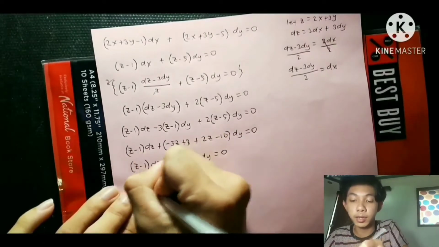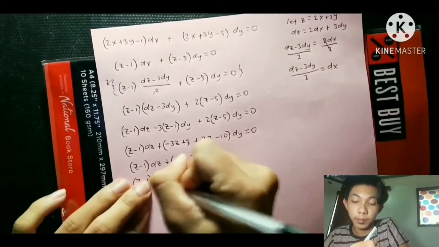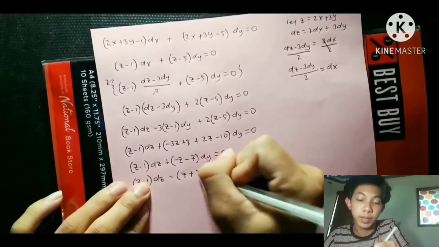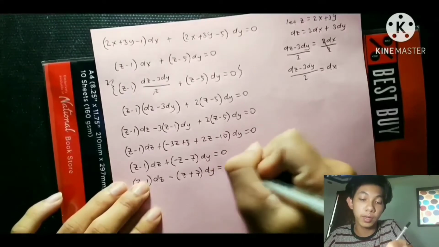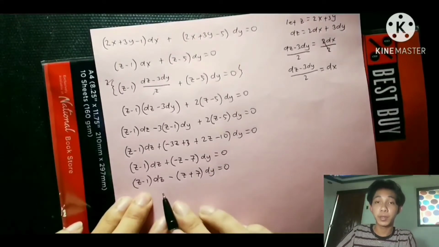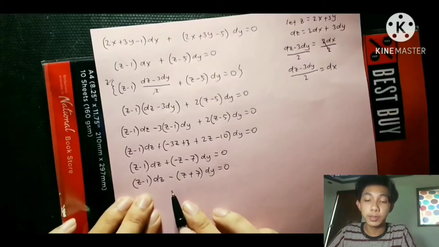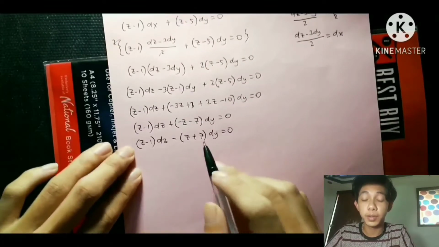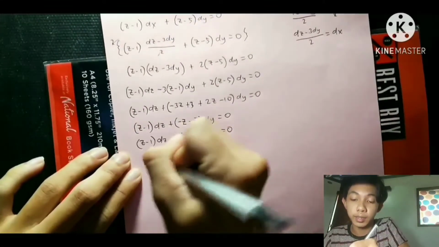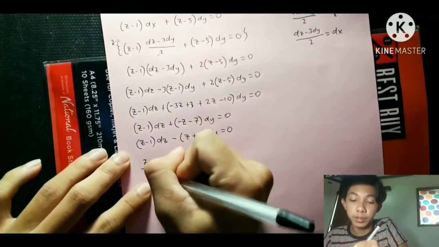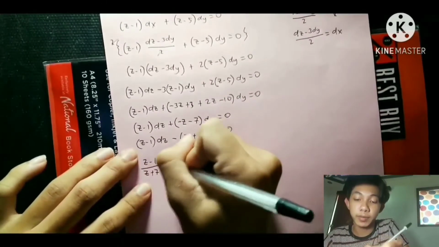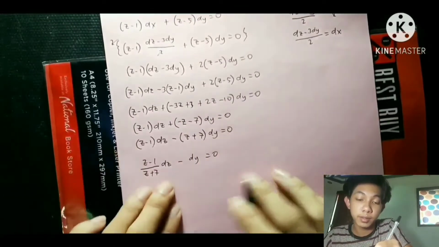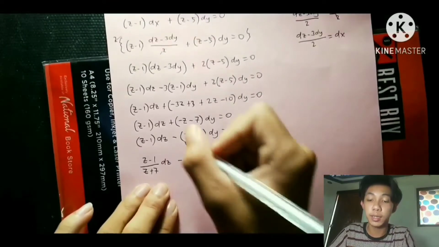So, ilabas na natin yung negative. Copy lang. Then, labas natin. Magiging z plus 7 na lang dy is equal to 0. So, makikita nyo, separable na siya. So, pwede na natin siyang cross multiply yung z plus 7, magiging z minus 1 over z plus 7 dz minus dy. So, ayan, pwede na natin siyang i-integrate.